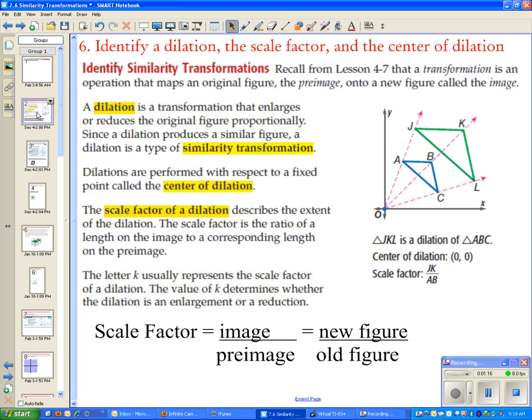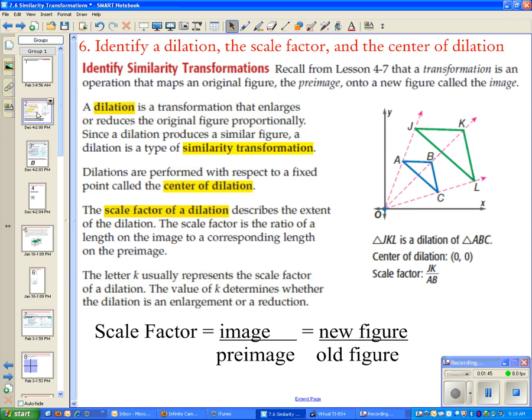All right? A dilation is a transformation that enlarges or reduces the original figure proportionally. So a dilation produces a similar figure. So it's called a similarity transformation. If you remember, the other transformations we had were congruence transformations. Translations, reflections, rotations. The object did not change size. In a dilation, it does. It either gets bigger or it gets smaller.